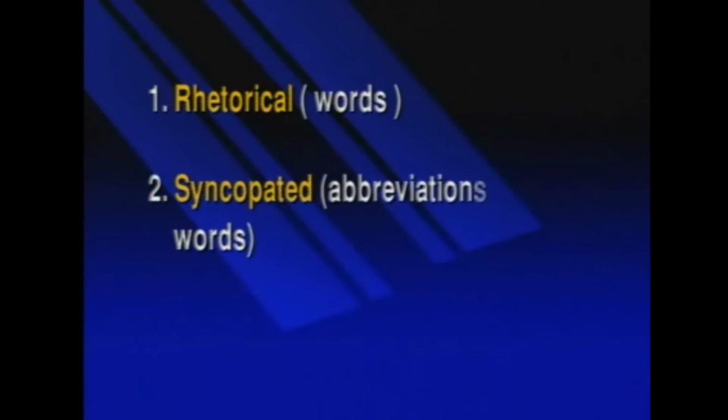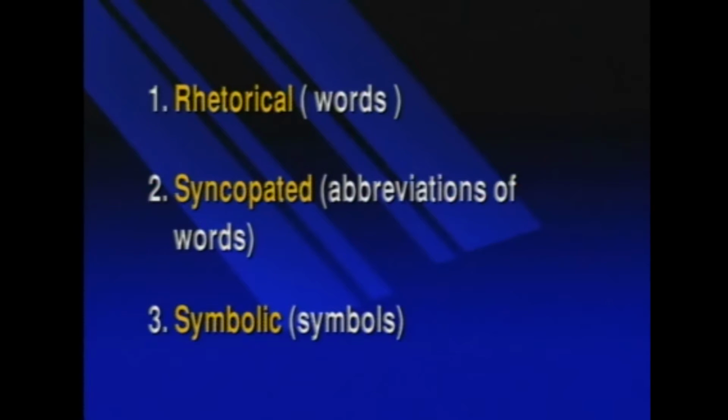The second was the syncopated phase, where they began to use abbreviations of words, and I'll show you a few examples of that. And the third phase, the one we are presently in the 20th century, is the symbolic phase, where almost all words were dropped. The Egyptians, the Babylonians, the ancient Greeks, for centuries just used the rhetorical phase. They were in the rhetorical phase, and they used words and words and words to write sentences.